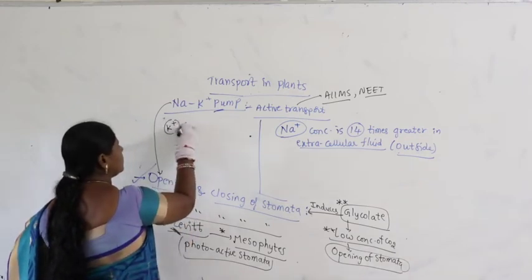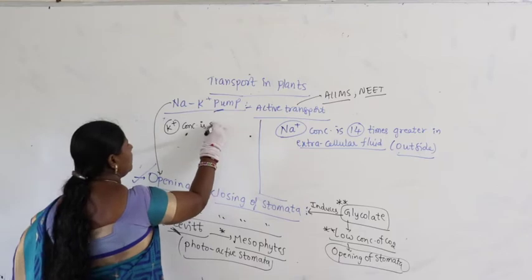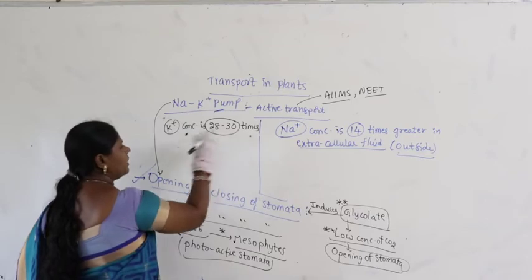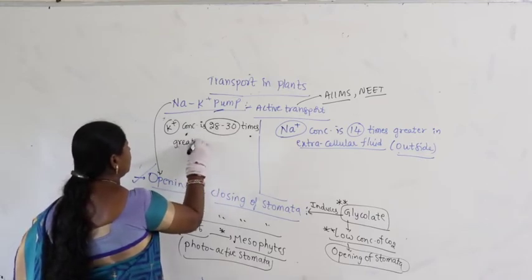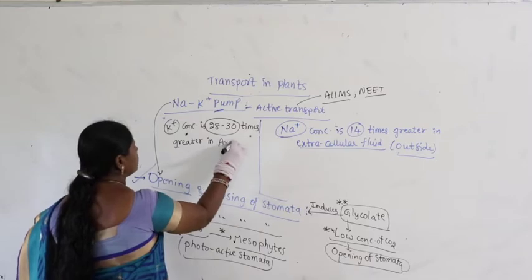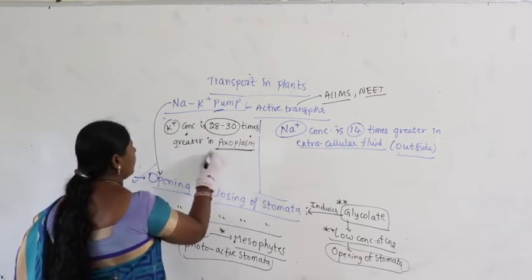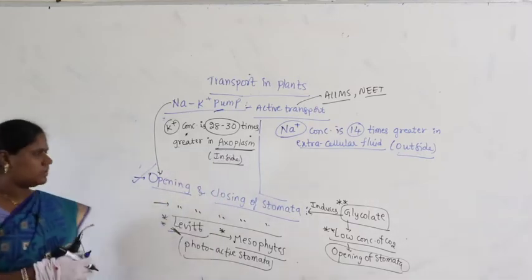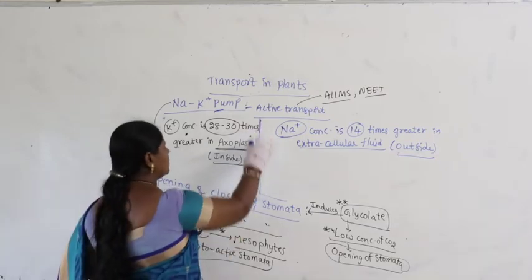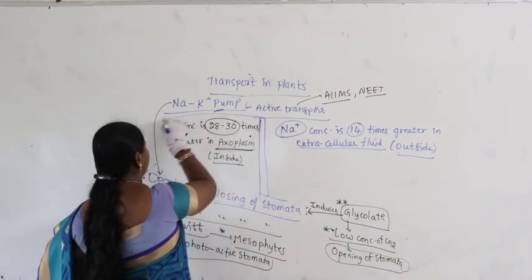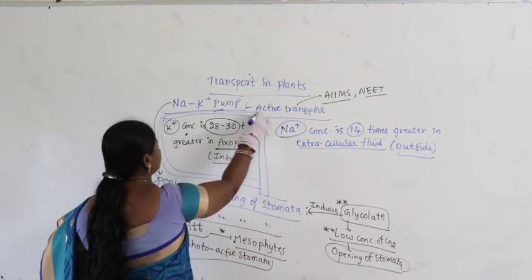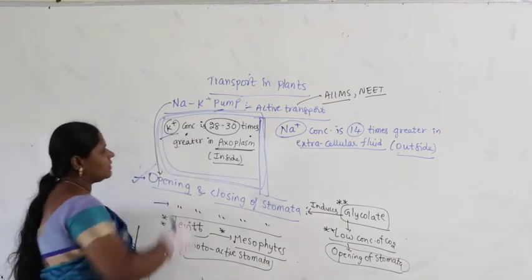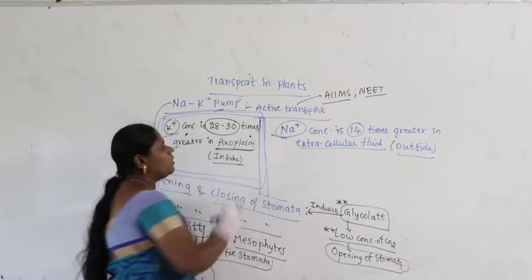K plus concentration is 28 to 30 times greater in the cytoplasm. Cytoplasm means we talk about inside. Look at the cell. This is nothing but the membrane, or the cell membrane, or we take the cell. This is totally nothing but the cell. Now what are we discussing? Inside the cell potassium ion concentration, outside the cell sodium ion concentration.